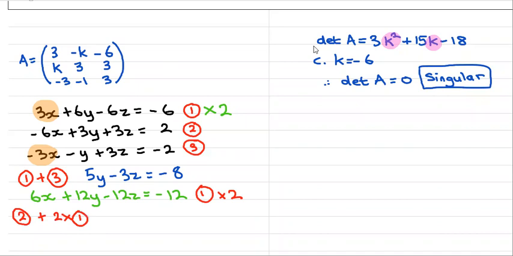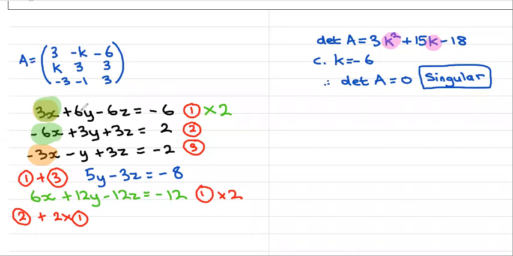Now let's have a look what we get. So in this situation, we've got equation 2, which is -6x, plus 2 lots of equation 1. That's just going to cancel out the x's, which is what we want. So there's going to be no x's whatsoever.